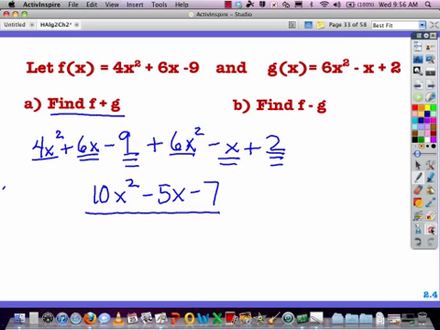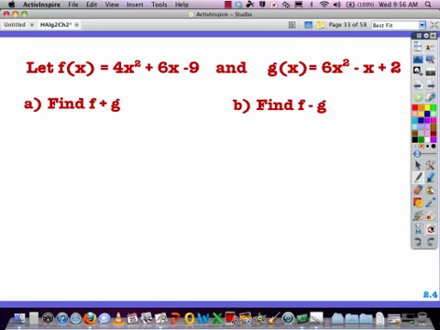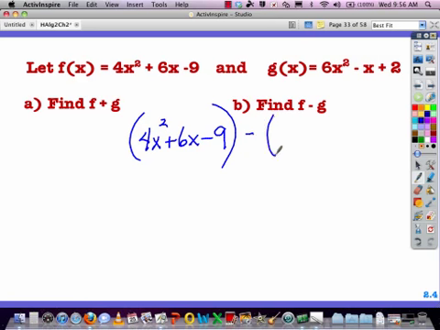Second one, part B, says find f subtract g. And one thing you've got to remember here, we're working with trinomials, and if we're going to subtract, order matters. So if we put our functions down again, we would start with 4x squared plus 6x minus 9 as our f function. You may even want to, in this case, put some parentheses in just to show you. Then we're going to be subtracting that whole function g from it, so 6x squared minus x plus 2.